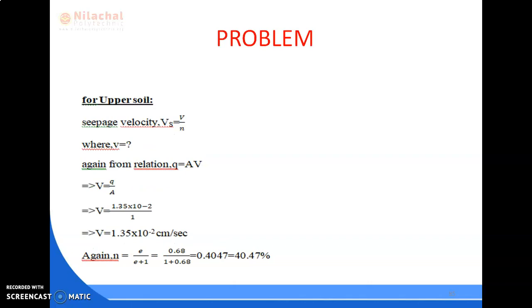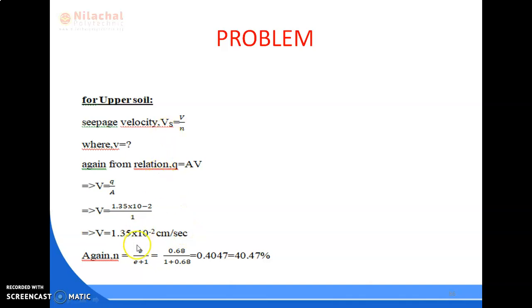So let us find out for upper soil. First we have to find out two things. We know the seepage velocity relation Vs equal to V by N, where we have no idea what V is, and N is also unknown. So we have to find out V. From the relation Q equal to AV, or implies V equal to Q by A. So the Q value is given 1.35 into 10 to the power minus 2. Area is 1. So that V equal to 1.35 into 10 to the power minus 2 centimeter per second.